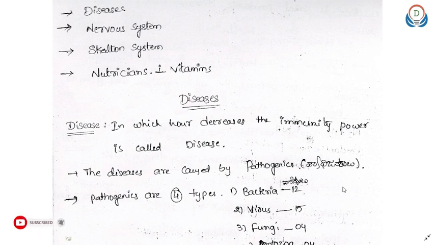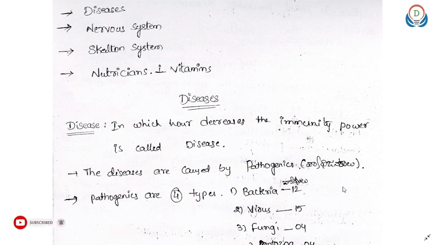What are diseases? Diseases are nothing but that in which the immunity power decreases. When our immunity power decreases, then it is called a disease, right? When our immunity power decreases, we call it a disease.